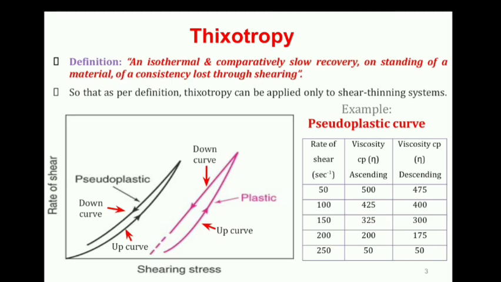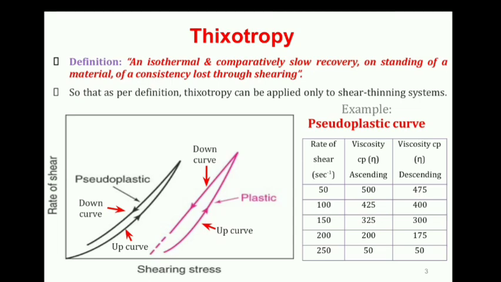Similarly at 125, in ascending order it is 325, and in descending order it is 300. At 100 it is 425 and 400, and at 50 rate of shear it is 500 in ascending order and 475 in descending order. So if you compare, the viscosity in descending order is less than in ascending order. What exactly does it indicate? The viscosity or consistency on the downward curve decreases. We get such observations in the case of thixotropy.